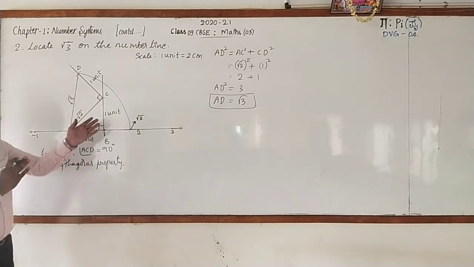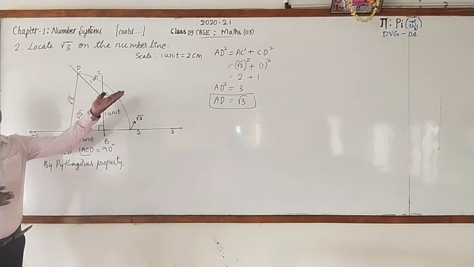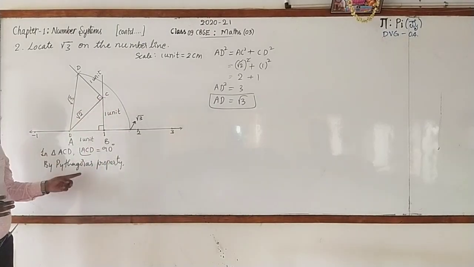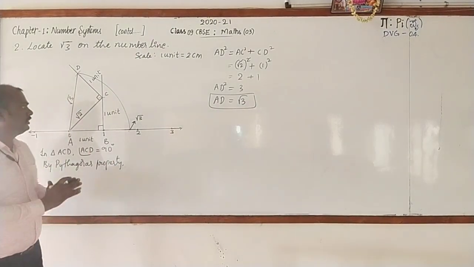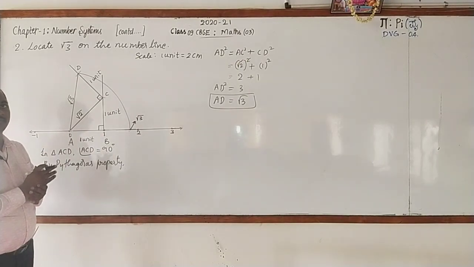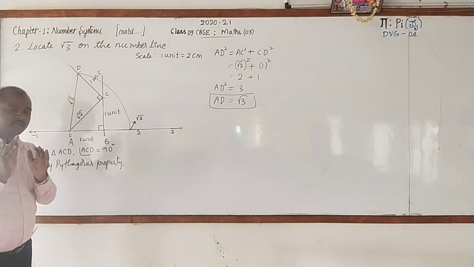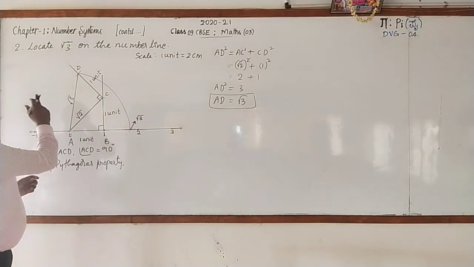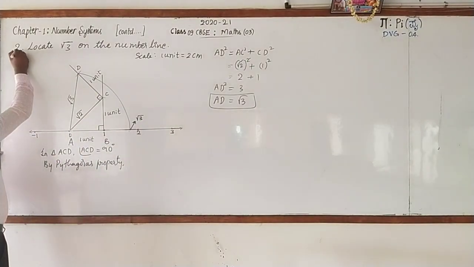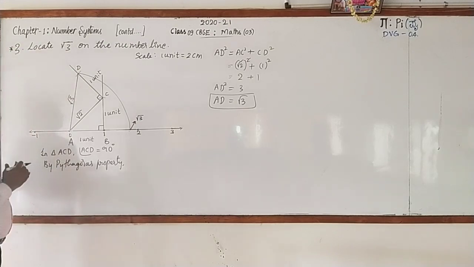Understood? For your construction, you can give the justification like this by using Pythagoras property. Okay, so now you have to pause the video and construct it. Then after construction is over, you have to play it. Now I'll go for another one. Third one, it is an important one.